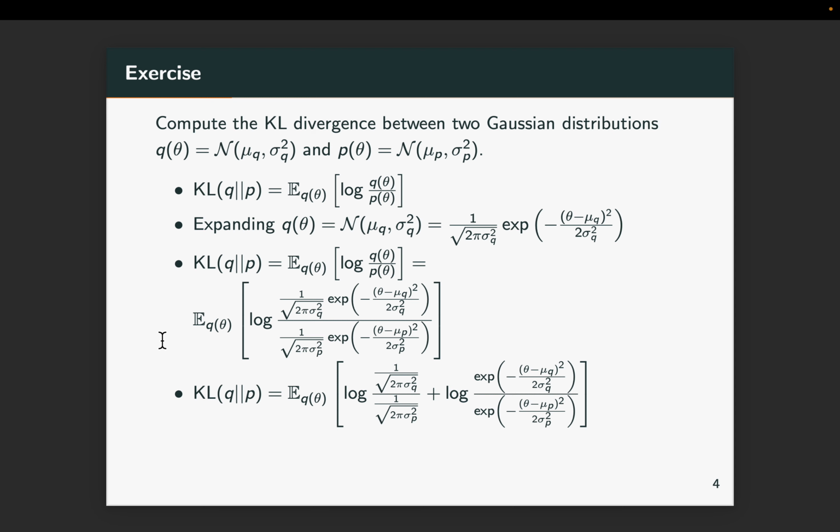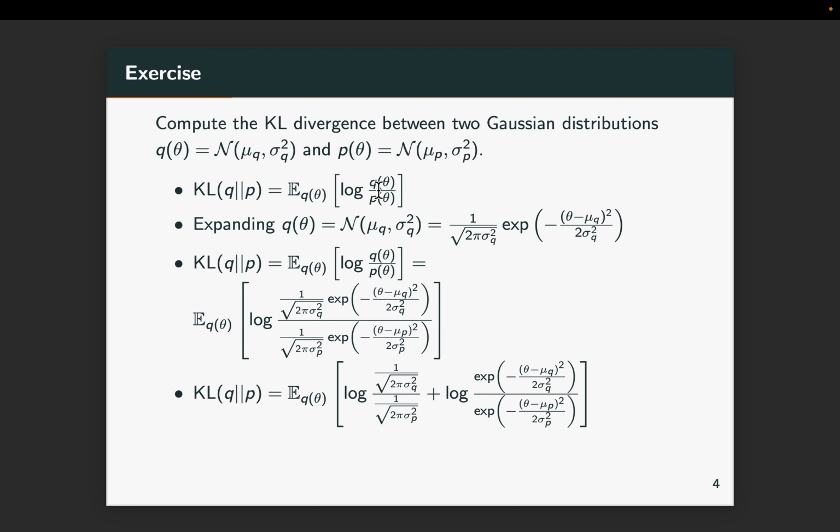Okay, in the interest of time, I'll go over the solution and I'll maybe pause again after a couple of minutes to see if you can finish out from here. We start with the definition of KL divergence, which is just writing in terms of the expectation with respect to q theta, log of q theta by p theta.